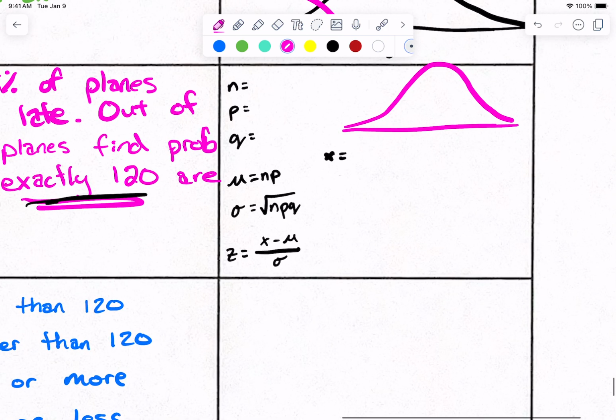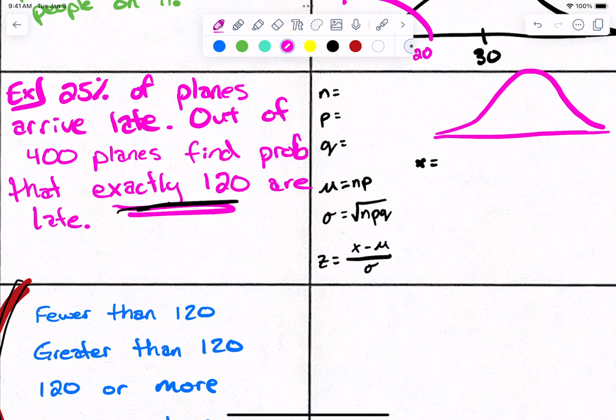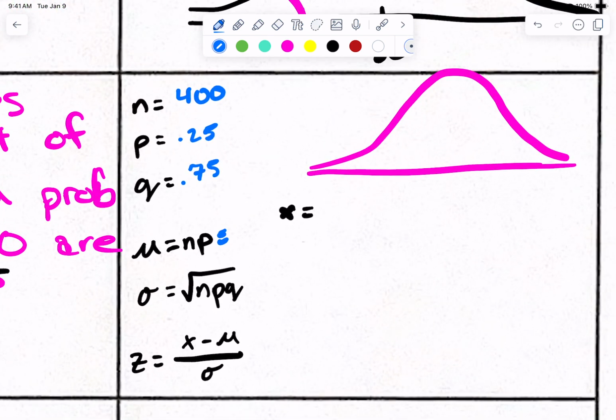All right. N equals, what's the N out of my example? What is N? 400. What's P? 0.25. I try to give you nice numbers, right? Q is 0.75. Okay, for mu, if 25% of planes are late and we're dealing with 400 planes, approximately how many would be late? That's 25% of 400, which is 100, right? A fourth of 400 is 100. So the average number of planes that are late is 100.